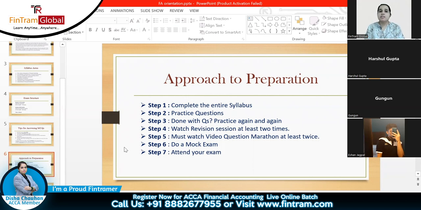Revise, keep on revising the previous chapters also so that you don't forget anything. And just like I said, practicing is very important, especially in this paper. This is a practical exam. There are questions you have to solve. So time management comes into the picture, and you will be able to manage time properly only when you have practiced enough. All right, so I'll stop sharing my screen now.